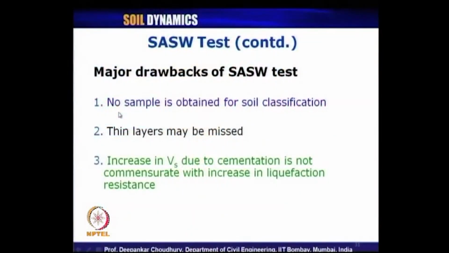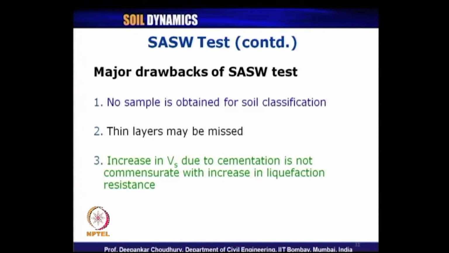In this test, no sample is obtained for soil classification, because as the test methodology we have described, there is no scope that we can get a soil sample for this test. So, to avoid this limitation or this drawback, what should one do when we are doing the field test?